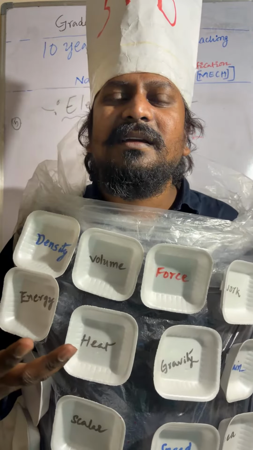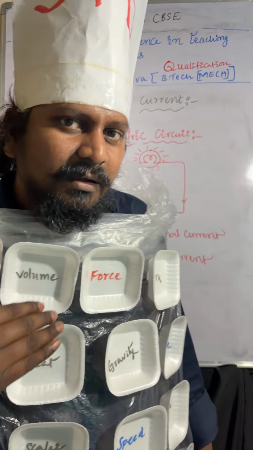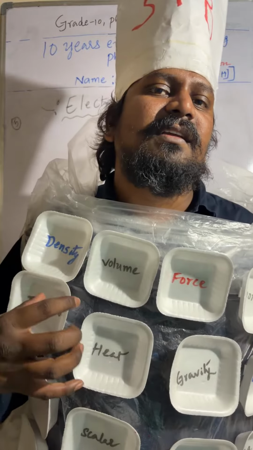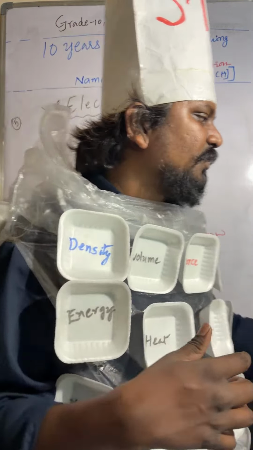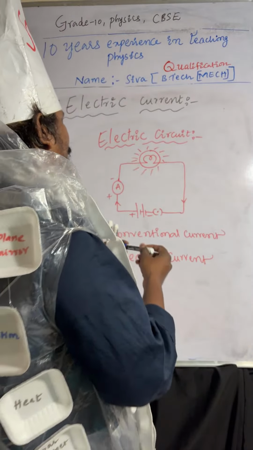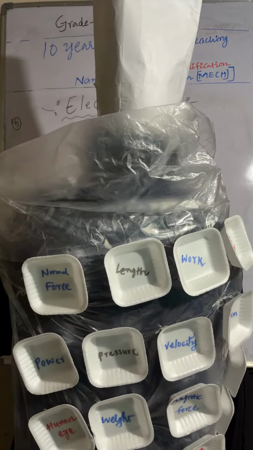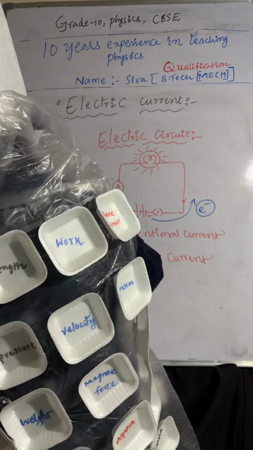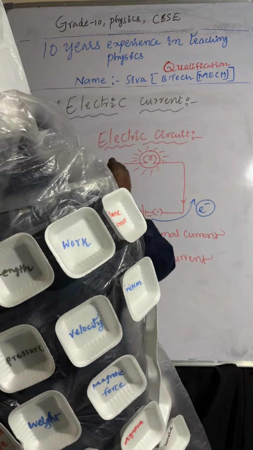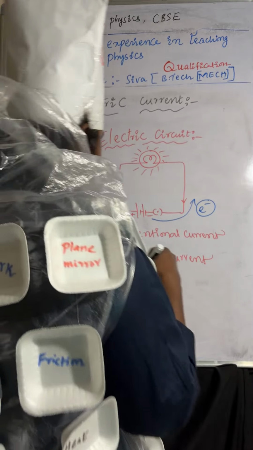And coming to electric current, after knowing that the movement of electrons gives the electric current, electrons move from the negative terminal to the positive terminal, whereas positive charges move from the positive terminal to the negative terminal.